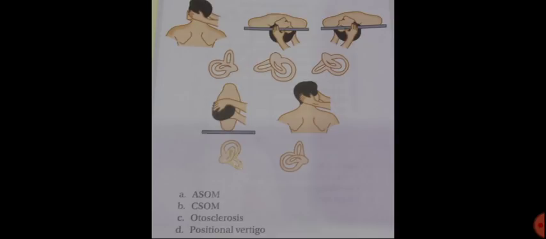Principle is just repositioning the otoconial debris from posterior semicircular canal back into the utricle. So you should see how this Hallpike and Epley's are done, because they are very important. So the second part we'll be discussing in the course.